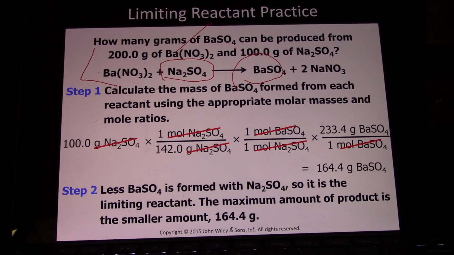And let's double check and make sure it was balanced. 1 barium, 1 barium. 2 nitrates, 2 nitrates. 2 sodium, 2 sodium. 1 sulfate, 1 sulfate. It is balanced.